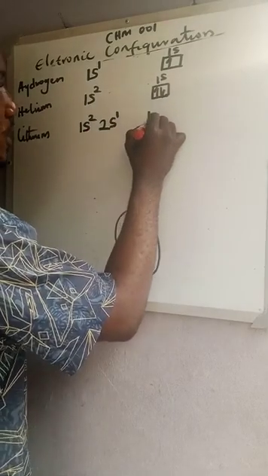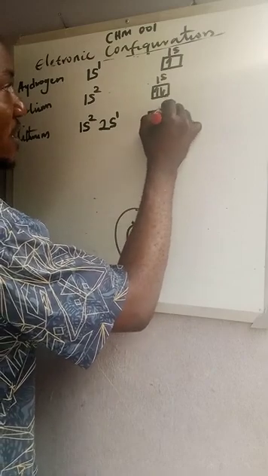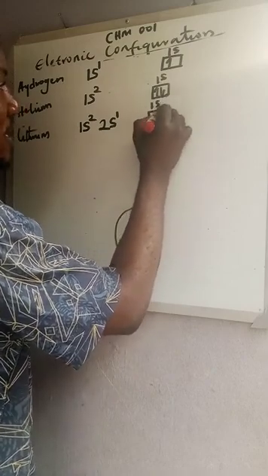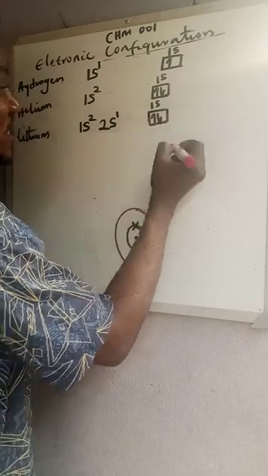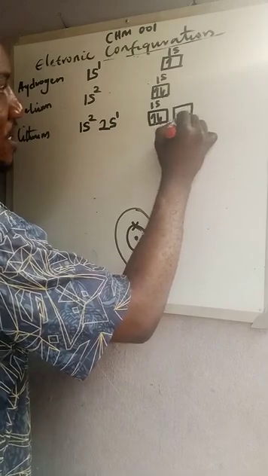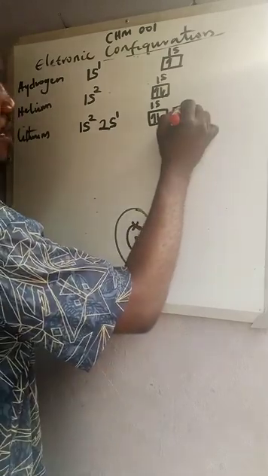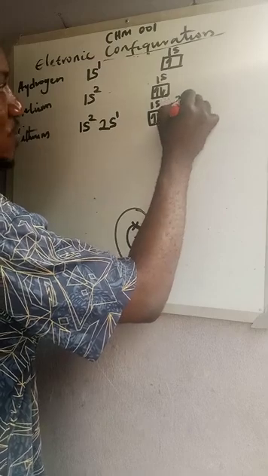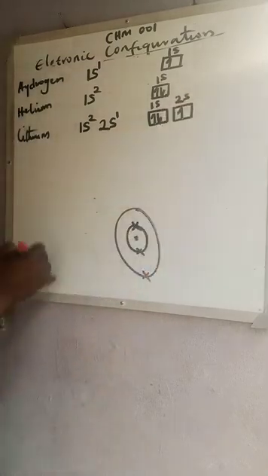Now this is the block configuration. I will have this, 1s, and I will have this. I'm done. This is 2s. How many electrons there? 1. I'll have it like this. I'll have 2s, block configuration. Are we together now?